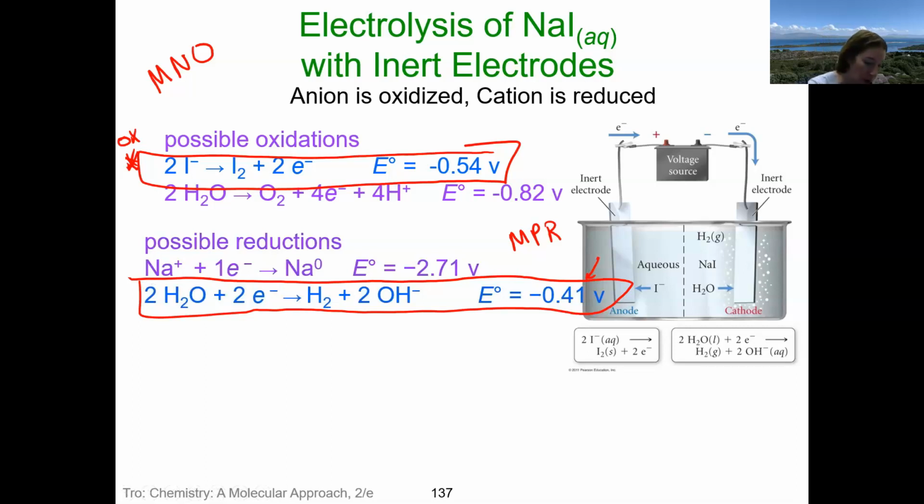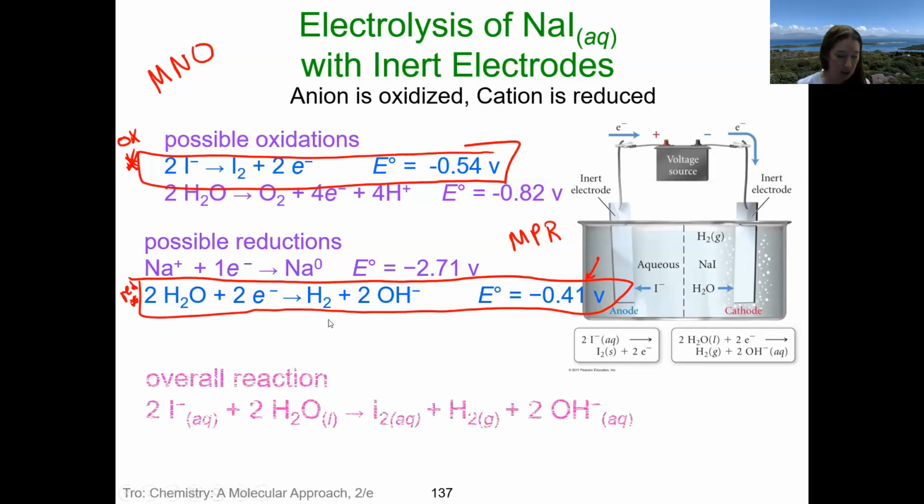So my overall reaction is just these two summed together. Right, so the same rule that we used at the beginning of class holds. Whoever is more negative is oxidized, more positive is reduced. You do have to remember the water, which water is the reduction reaction and which water is the oxidation reaction. Remember this, the 0.82 is the oxidation and the 0.41 is the reduction.